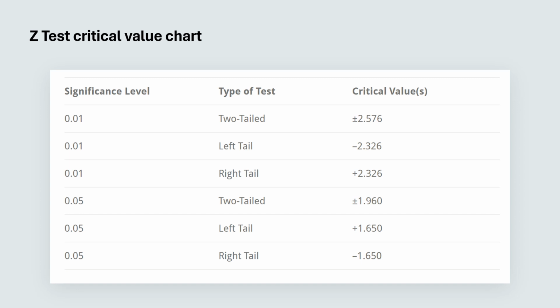1.96 is usually the value for two-tailed z-tests, and the right tail and left tail tests would be closer to 1.65 and negative 1.65 for a 5% significance level.